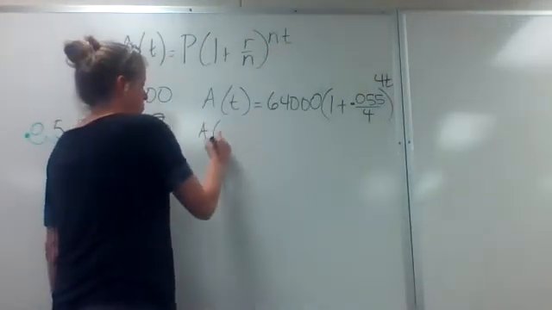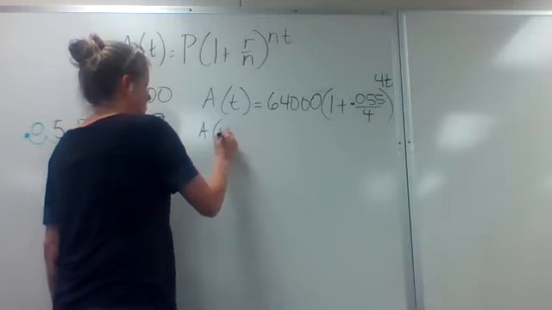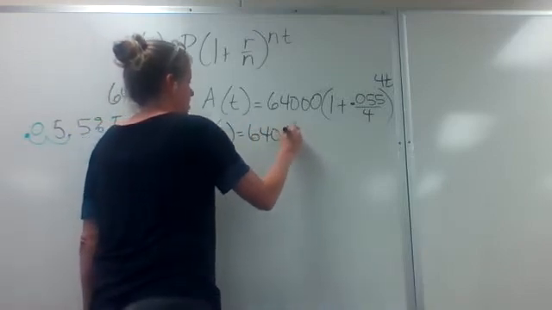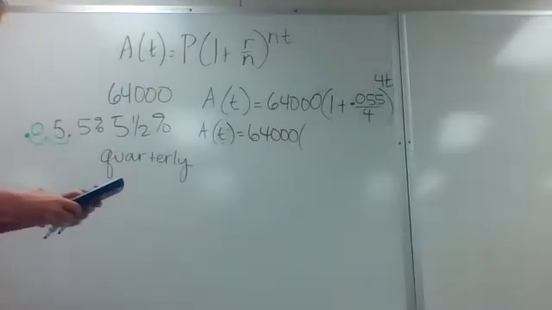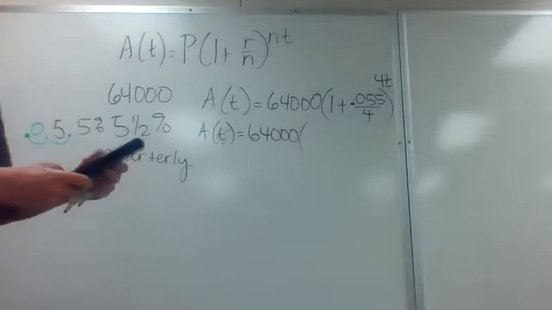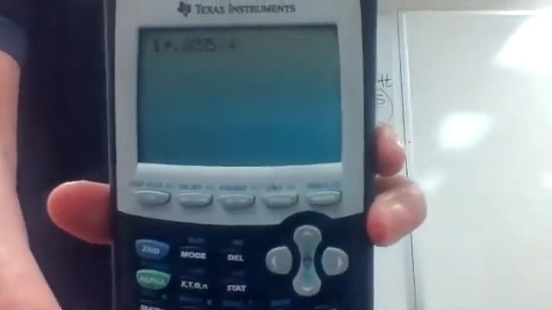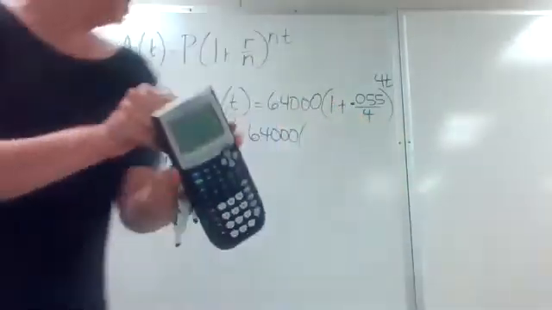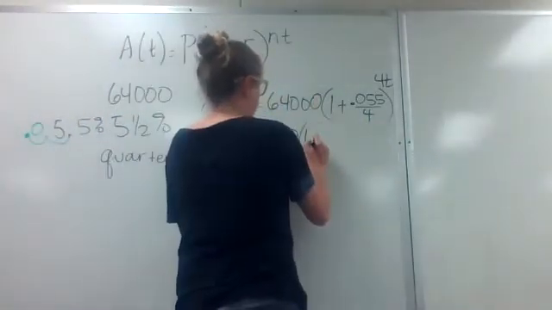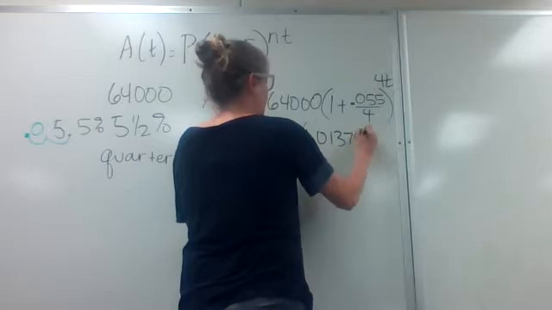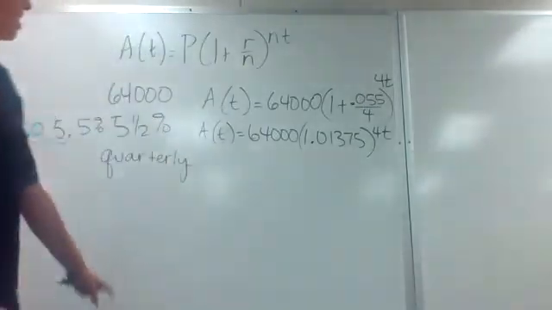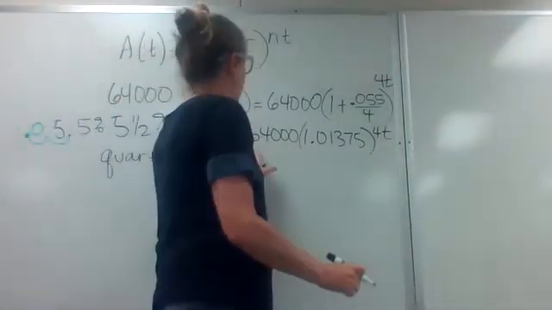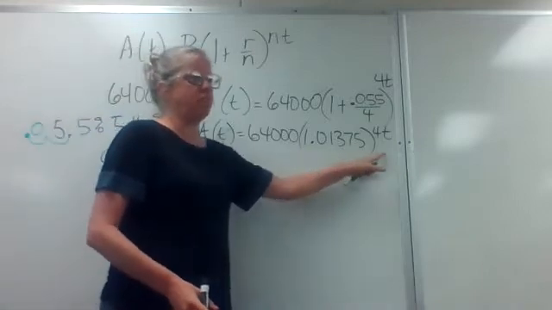So let's see what's in this parenthesis. A of t equals 64,000, 1 plus 0.055 divided by 4. So again, I'm just simplifying what's in that parenthesis, which gives me 1.01375 to the 4t power. So this is what's going to be the answer to the first part of this question. It's going to ask you what A of t equals.